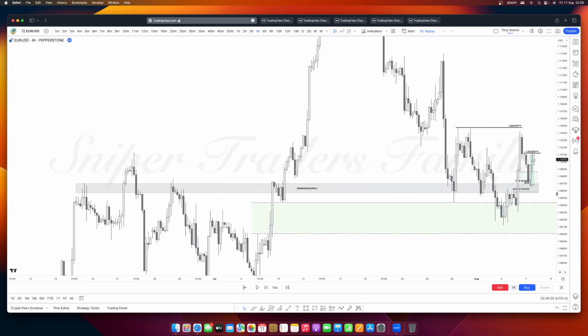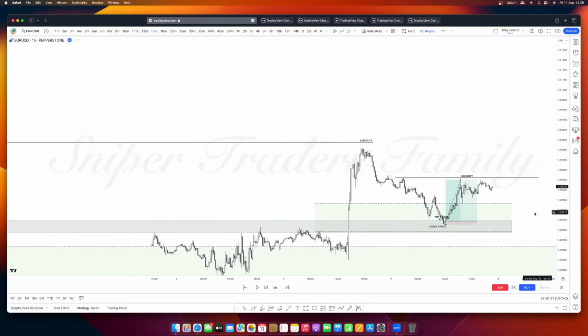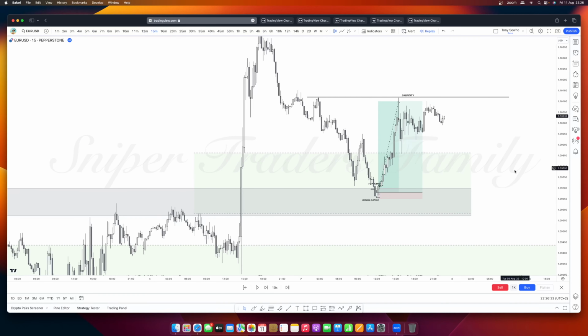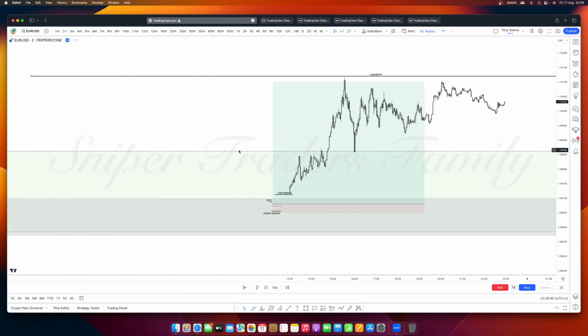Price came there, and then we had what? Price rejected all the way to the upside. There was an entry on the 2 minutes, which we took. Look at this. I'm going to show you the entry on the 2 minutes. Right, it was a 2-minute entry. Let's go down to the 2 minutes and look at it.